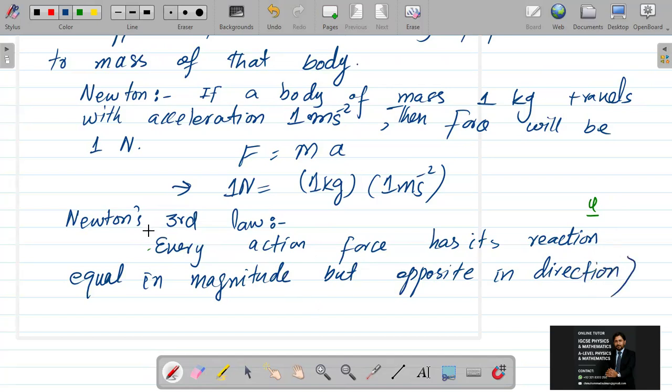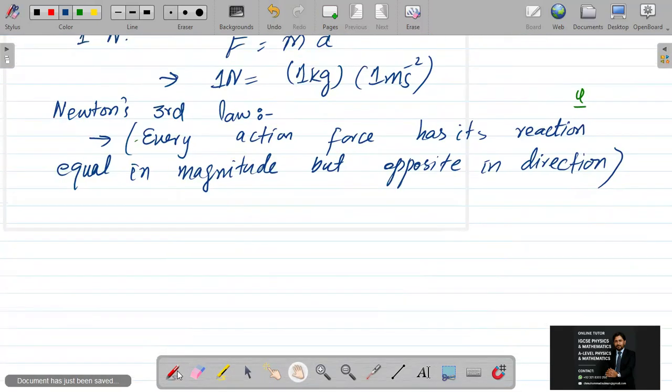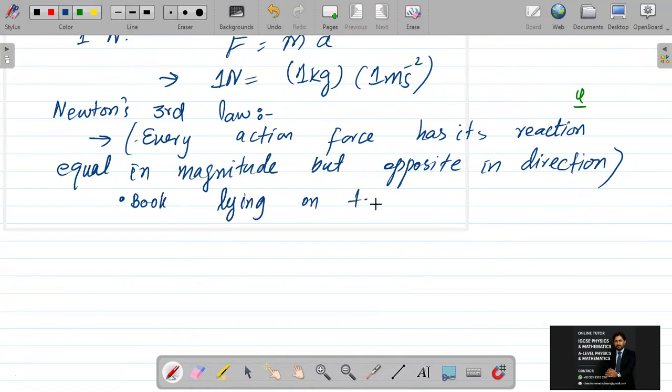For example, in the simple form, a book lying on the table, or a man sitting on a chair. In both cases, weight is acting downward and the upthrust provided by the table or chair is acting in the upward direction. Both are equal in magnitude but opposite in direction and cancel out each other's effect.